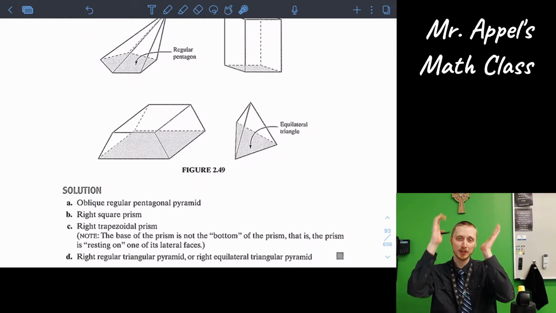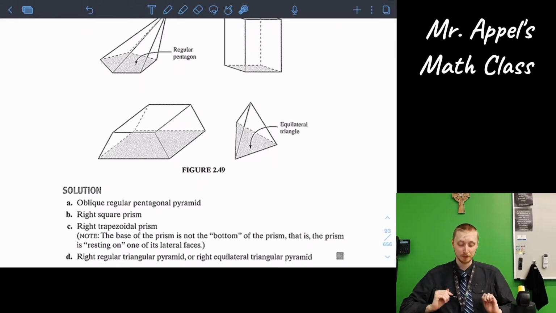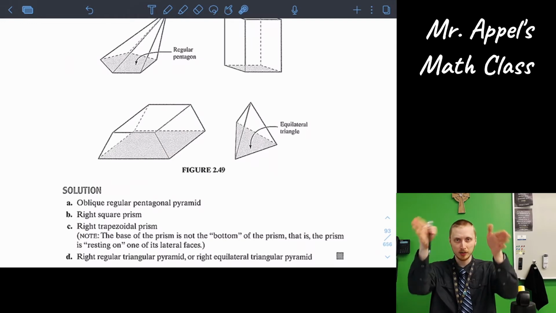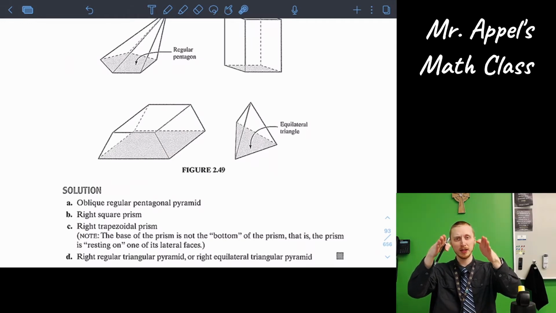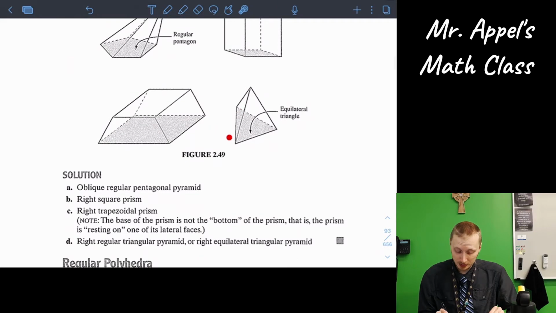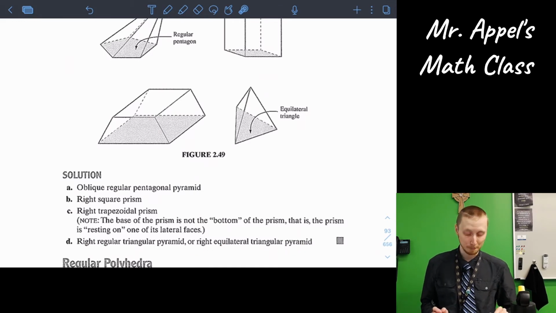Okay. The bases are always the two matching sides. Notice two matching parallel sides. This rectangle is smaller than that one. They don't match. This rectangle and that rectangle are slanted. If you extend those planes out, they're going to run into each other. They're not parallel. So only the trapezoids could be the bases. And then equilateral triangle pyramid, a right regular triangular pyramid. Or you could say a right equilateral triangular pyramid.